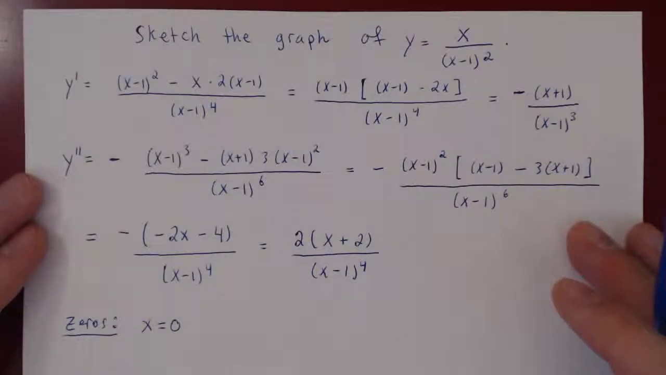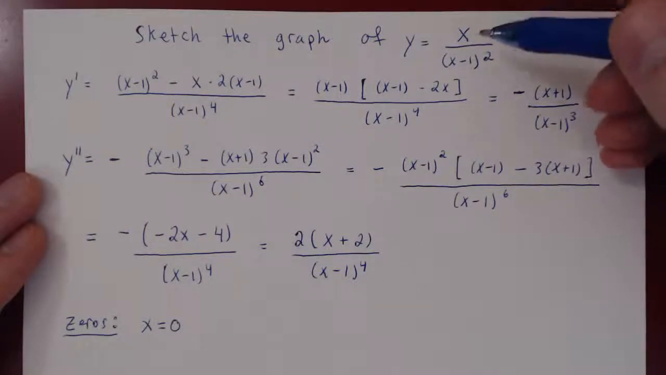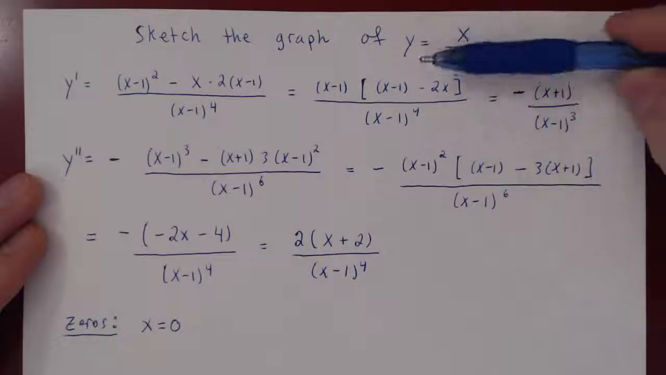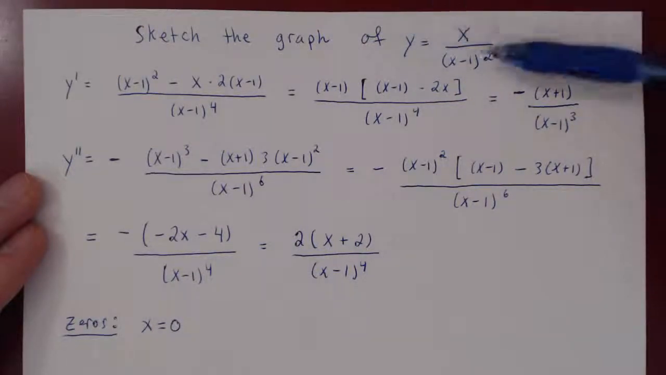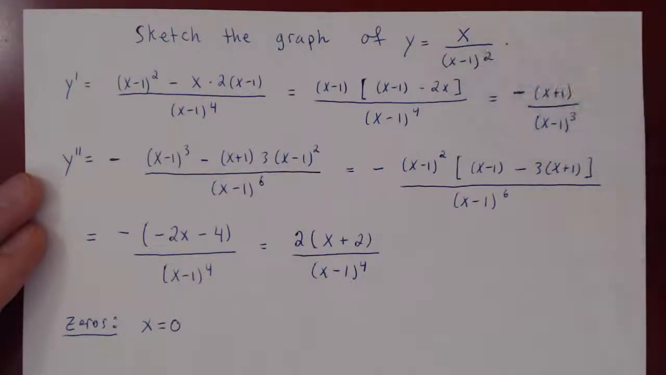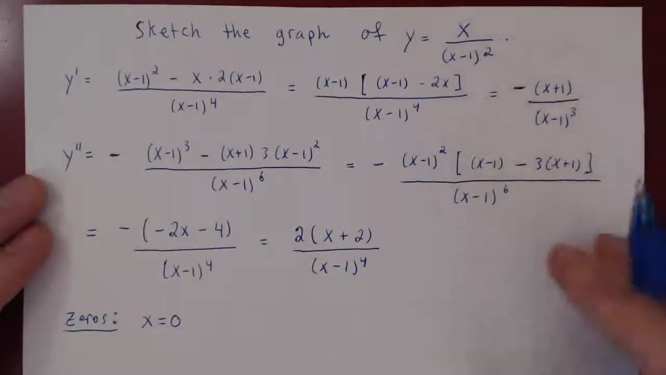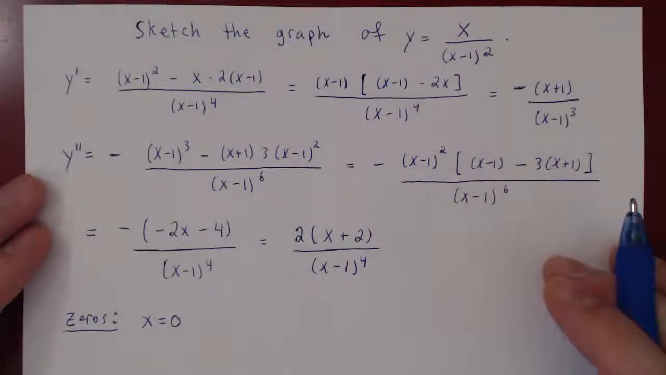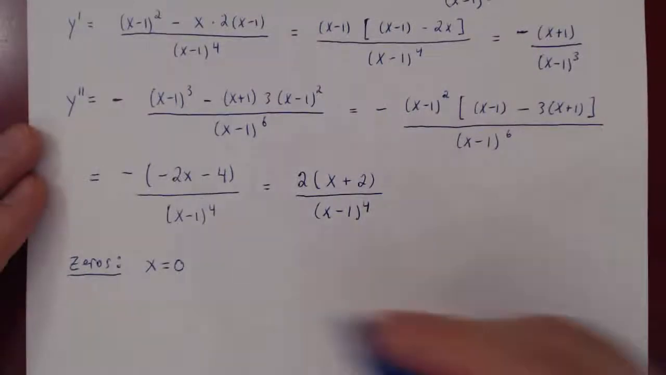Before you look for critical and inflection points, since we have a rational function, we should be looking for vertical asymptotes, right? X is always defined, (x minus 1) squared is always defined, but since we have a division, we have to watch for dividing by 0. And this happens when x is equal to 1. So we are going to have a 1 over 0 case, which will give us an infinity case. Therefore, we have that x equals 1 is a vertical asymptote.